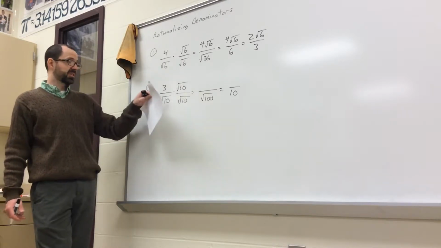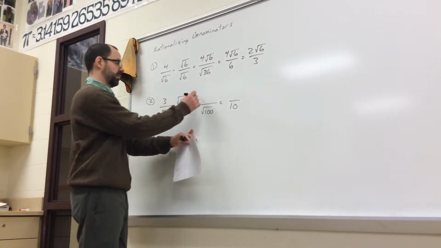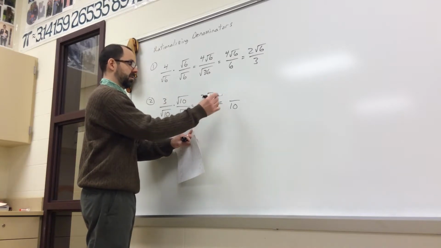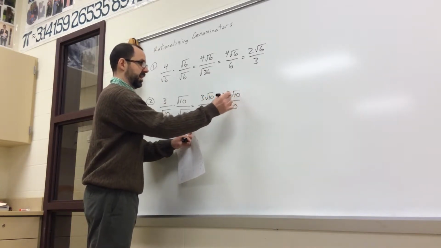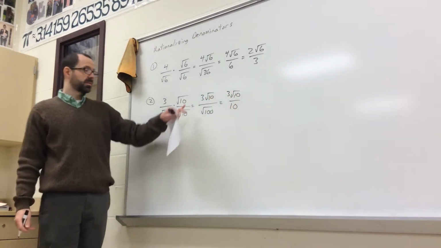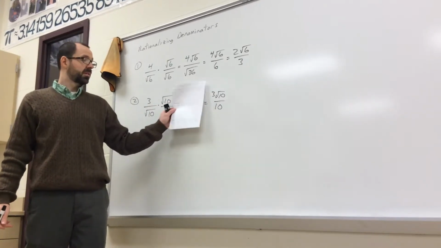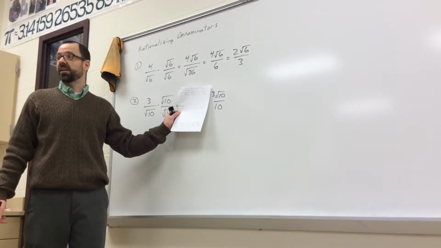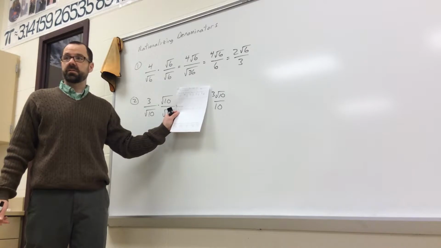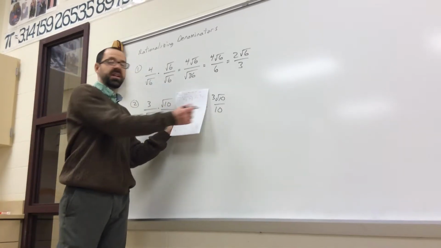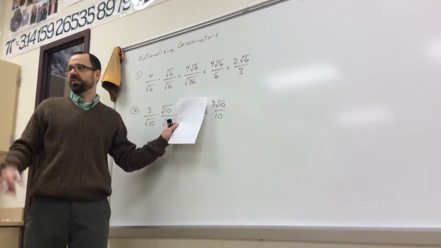And then we can multiply across the top. That's 3 square root 10. And that doesn't get any better. So the final answer is 3 square root 10 over 10. This time the 3 over 10 doesn't reduce, so we don't go to another step.